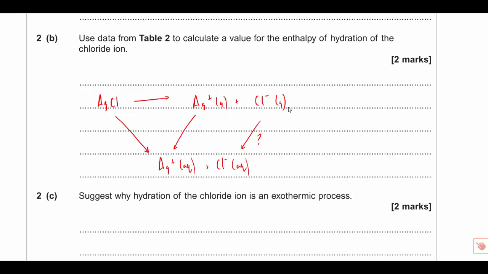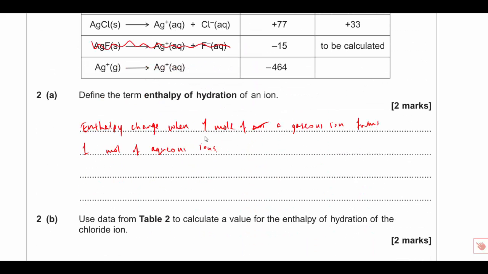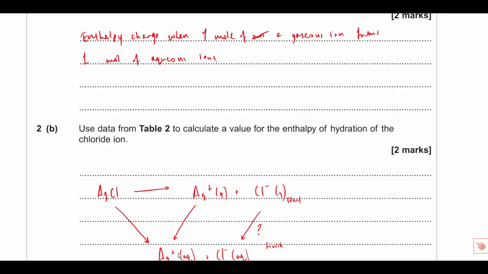So if we say we start here, and we finish here, and this is why I always encourage use of cycles, because they're great actually. Same thing, Hess's law, no big deal. So we've got our values. I'll put the values in first. So minus 464.